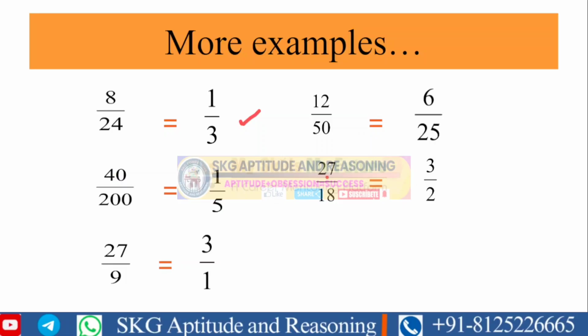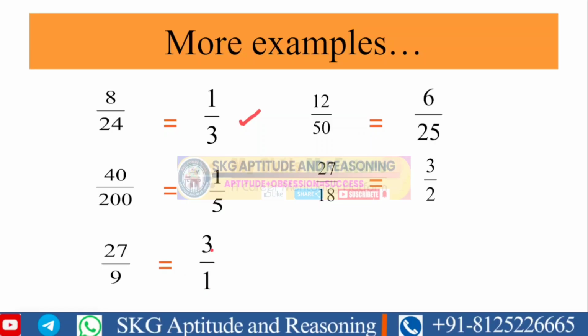Next one is 27 by 18. In this also the common element present is 9. If I eliminate the common element 9, it will become 3 by 2. And the last example is 27 by 9. In this also I am eliminating the common element 9.